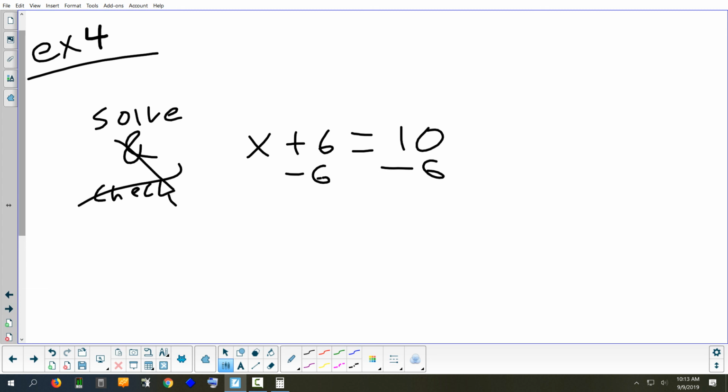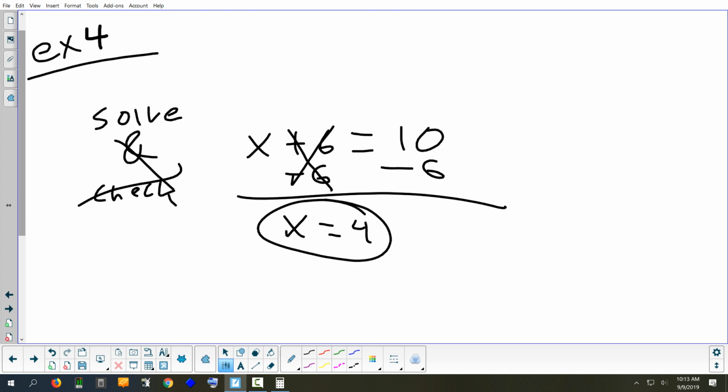Perfect. So he told me what to subtract. He told me where to subtract it. Plus 6 minus 6. What's that come out to? 0. Okay, we're gonna get there. 10 minus 6. Blake just told us, yes, that is 4. Any question? Everyone okay with example 4?